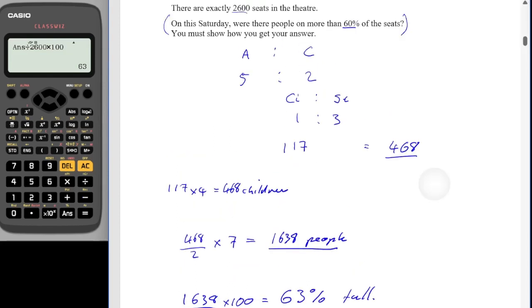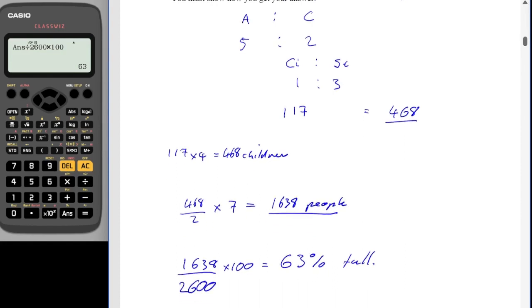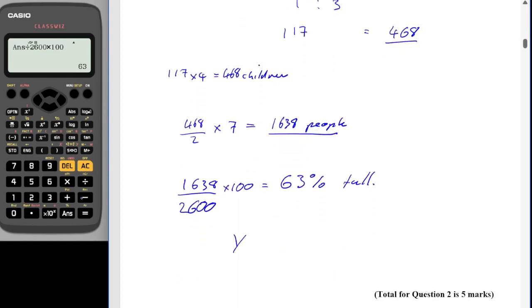So it's 63% full. On Saturday, were there people on more than 60% of the seats? So we finish it with yes, people were on 63% of the seats.